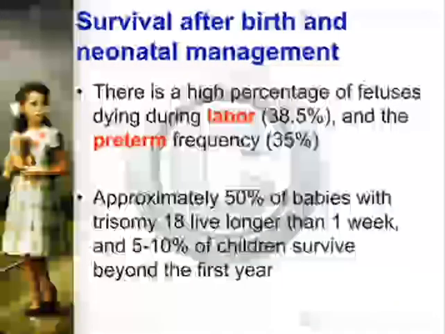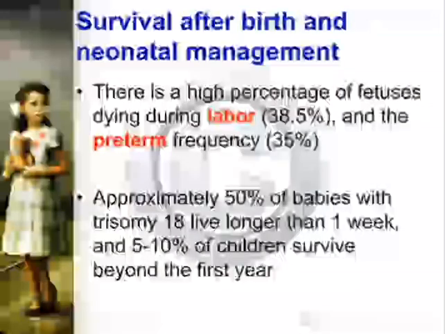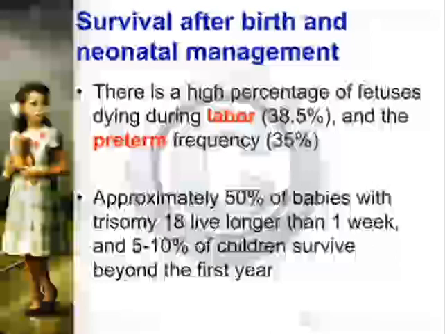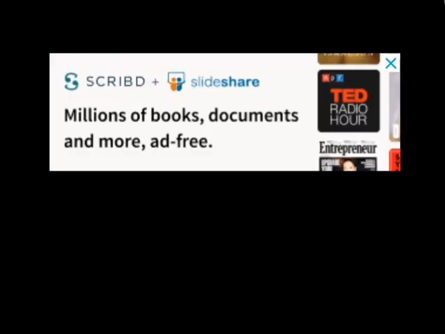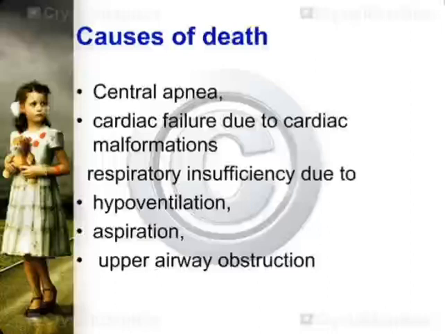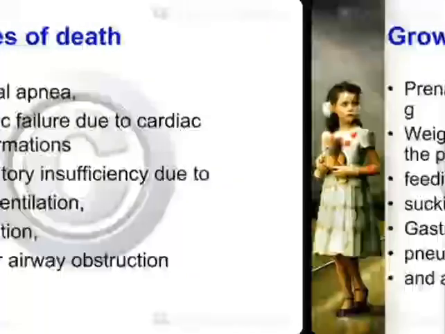Survival after birth and neonatal management. There is a high percentage of fetuses dying during labor and preterm pregnancy. Approximately 50% of babies with trisomy 18 live longer than 1 week, and 5 to 10% of children survive beyond the first year. Causes of death: central apnea, cardiac failure due to cardiac malformation, respiratory insufficiency due to hypoventilation, aspiration, upper airway obstruction.